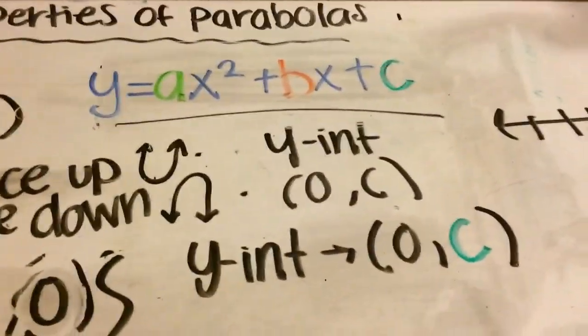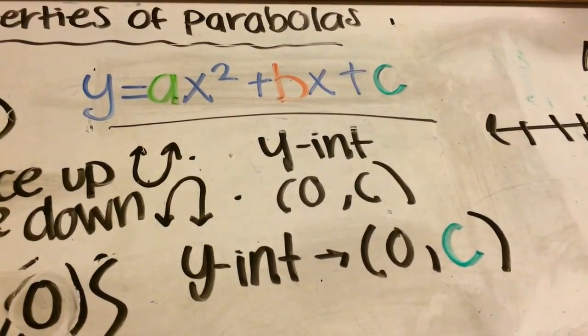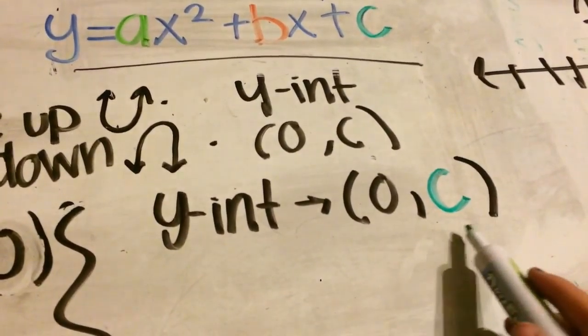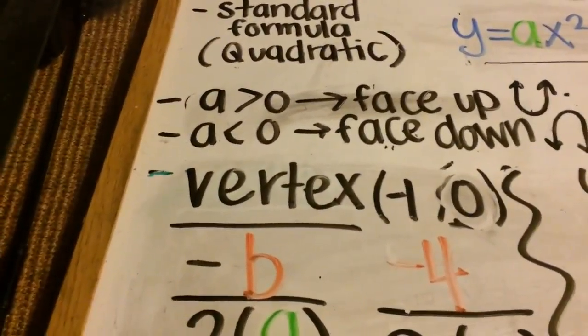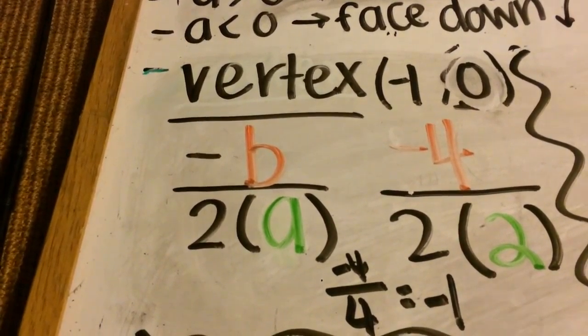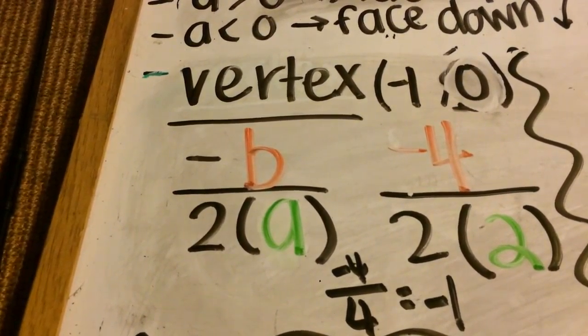We also know that to find the y-intercept, we take (0, c). And then to find the vertex, we use the equation negative b over 2 times a.